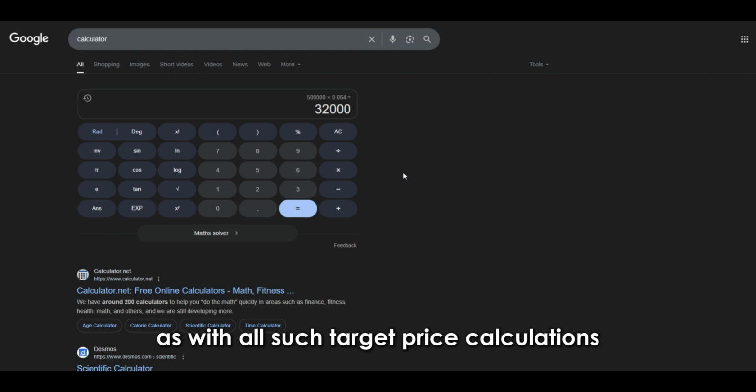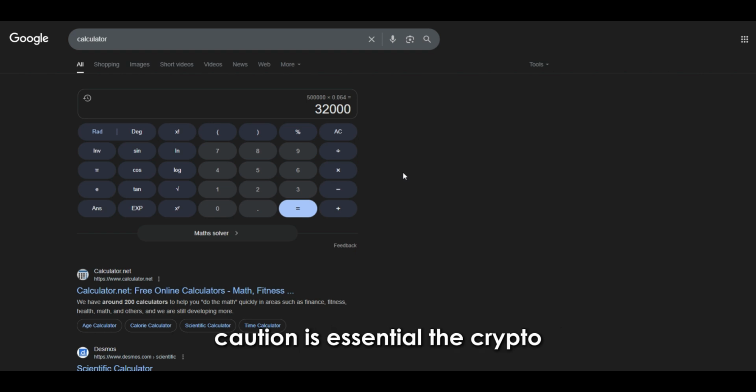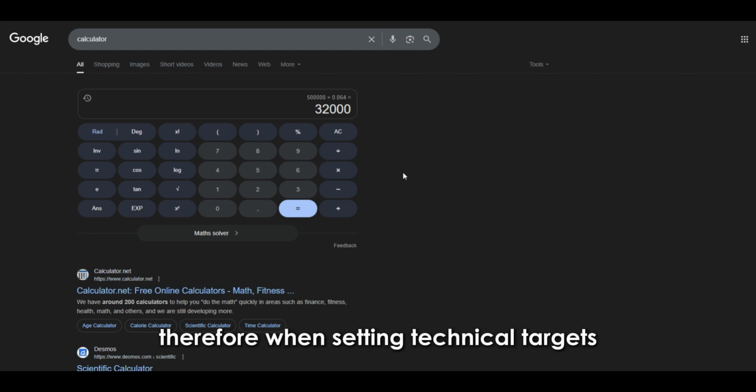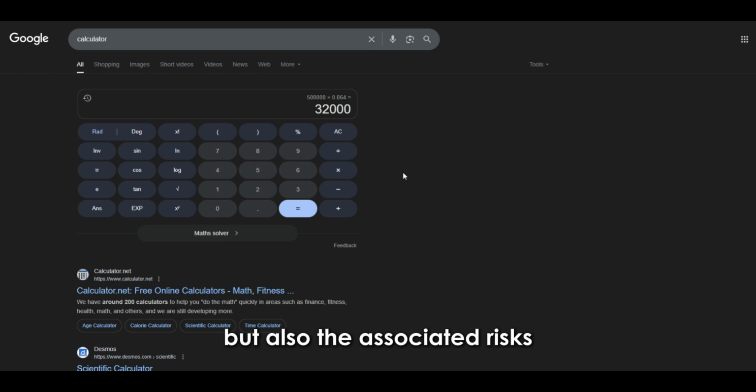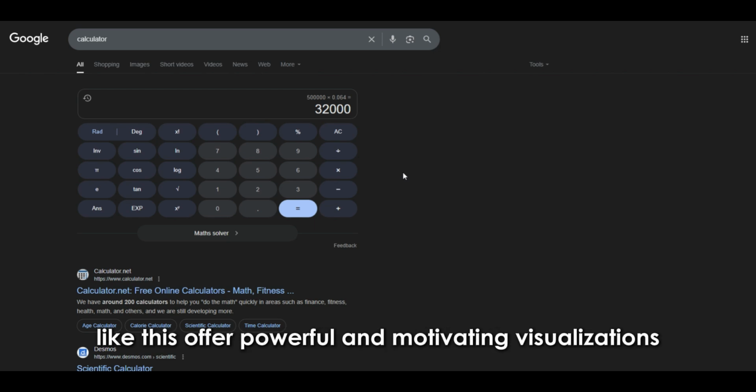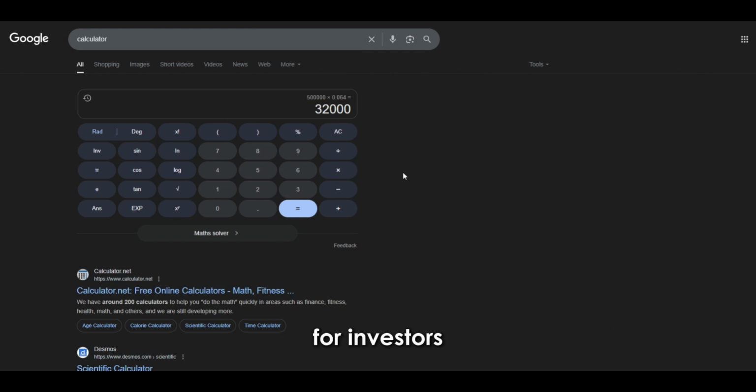As with all such target price calculations, caution is essential. The crypto market is an environment with extremely high volatility. Just as prices can spike rapidly, they can also drop suddenly. Therefore, when setting technical targets, investors should consider not only potential profits, but also the associated risks. Still, scenarios like this offer powerful and motivating visualizations for investors.